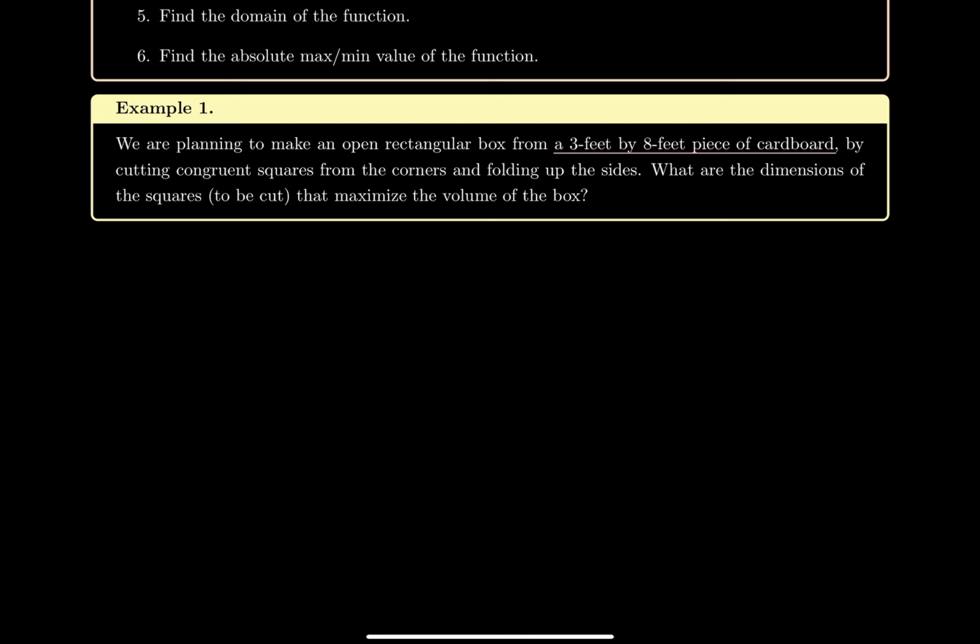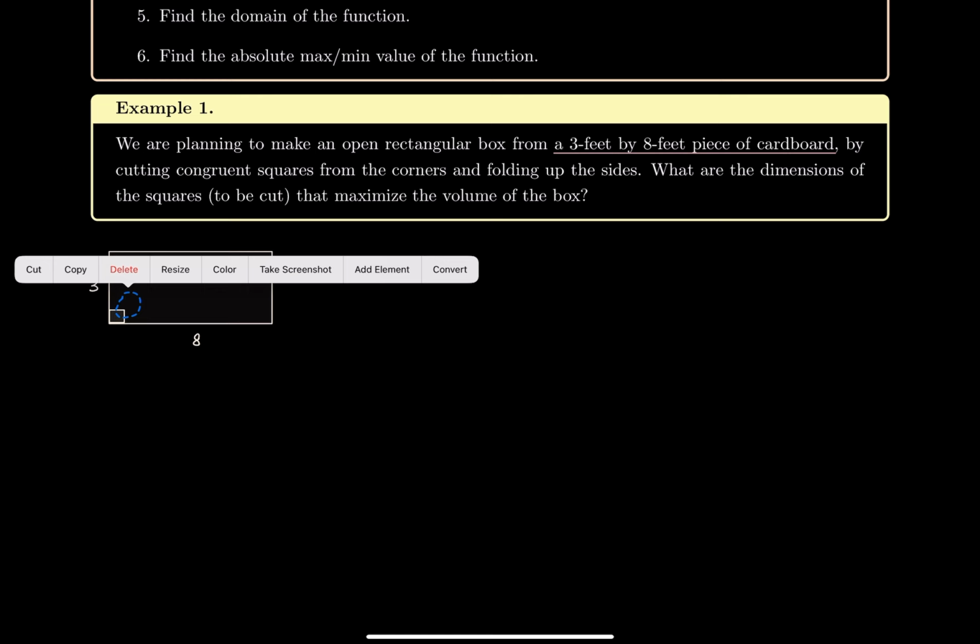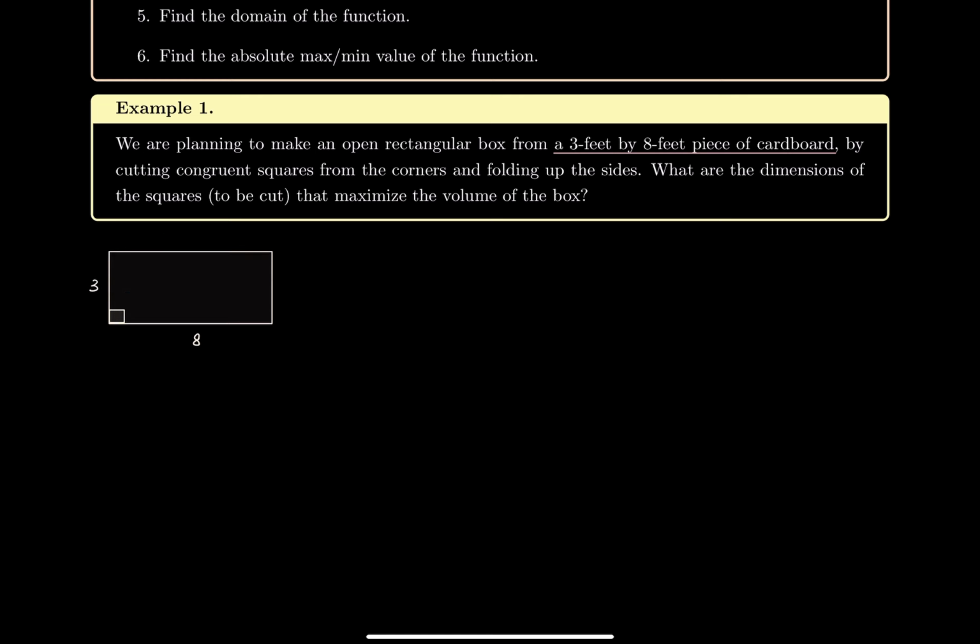So let's draw a graph. As I said, drawing a graph might be helpful, so let's draw a graph. I have a 3 by 8 cardboard, so let's label it here. So this is my cardboard, and I need to cut congruent squares from the corners. So let's cut some squares. Okay, that's one square. Hopefully this is actually a square, but I'm just gonna call it a square. Paste. Okay, let's put another one here.